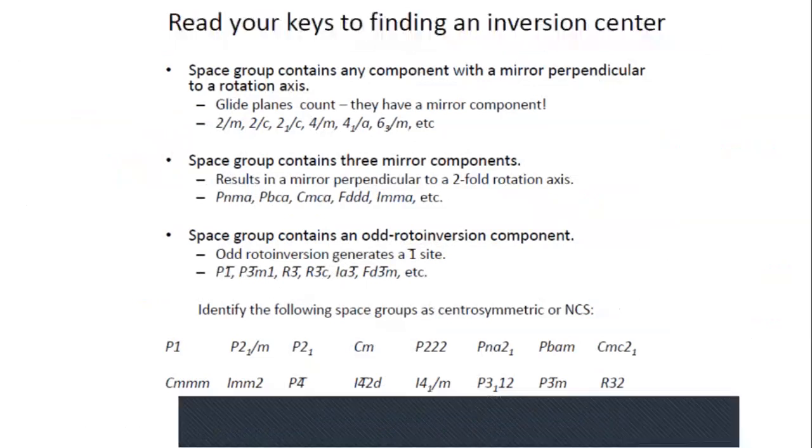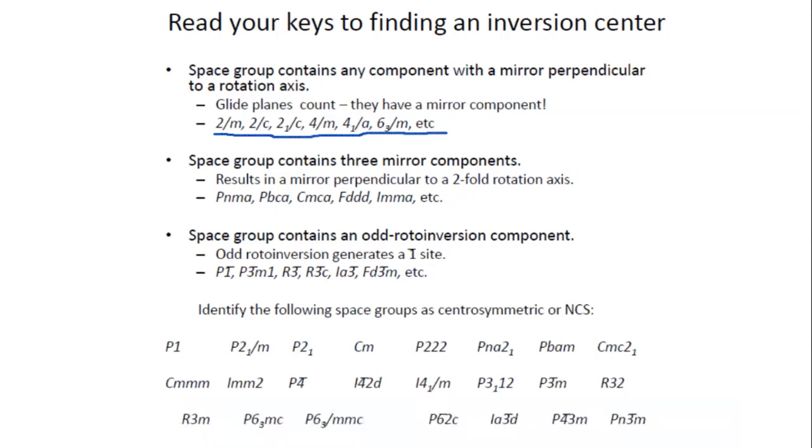So again, the key things to finding an inversion center is, does a space group have a mirror plane perpendicular to the rotation axis? So these are all examples of a mirror plane perpendicular to a rotational axis. It can include screw axes or even glide planes. Does the space group contain 3 mirror components? And again, these can be mirror planes or glide planes, so they look something like this. And by the way, all of these here are orthorhombic space groups because they all have 3 major axes.